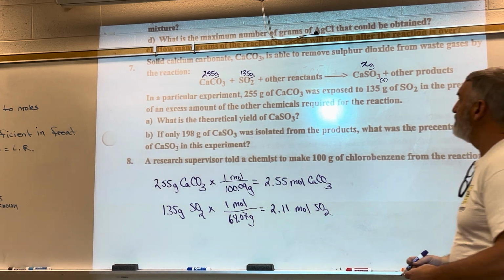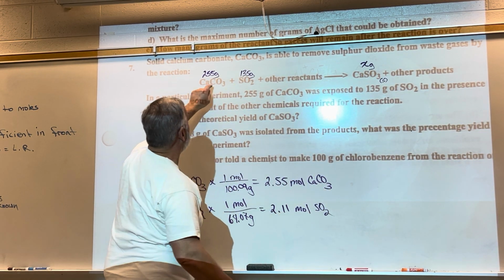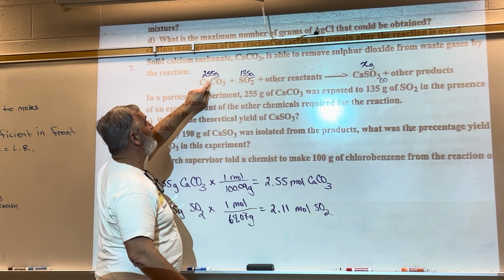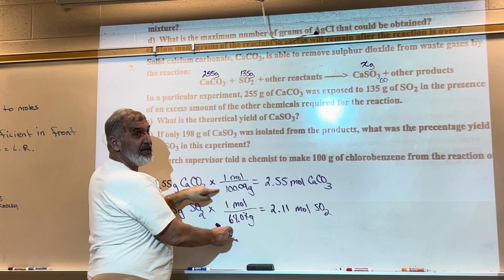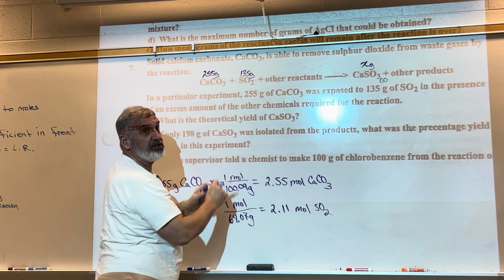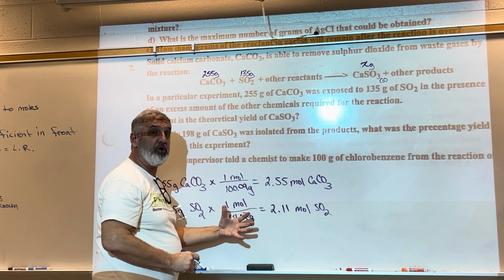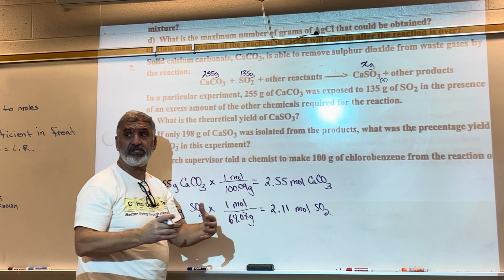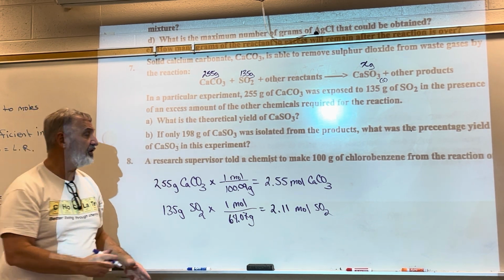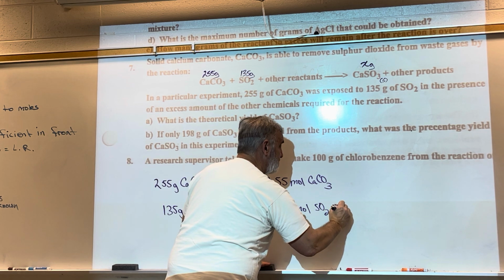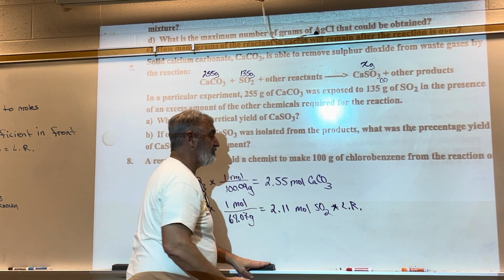SO2. Now, is it 135 here and 135? No, it's 1 mole combines with 1 mole, but they have different molar masses, obviously. So we can't just say it's a gram to gram ratio. So you have to convert to moles. You divide by the coefficients to see if they're in the right ratio. Since it's 1 to 1, it's easy. So this is my limiting reactant.